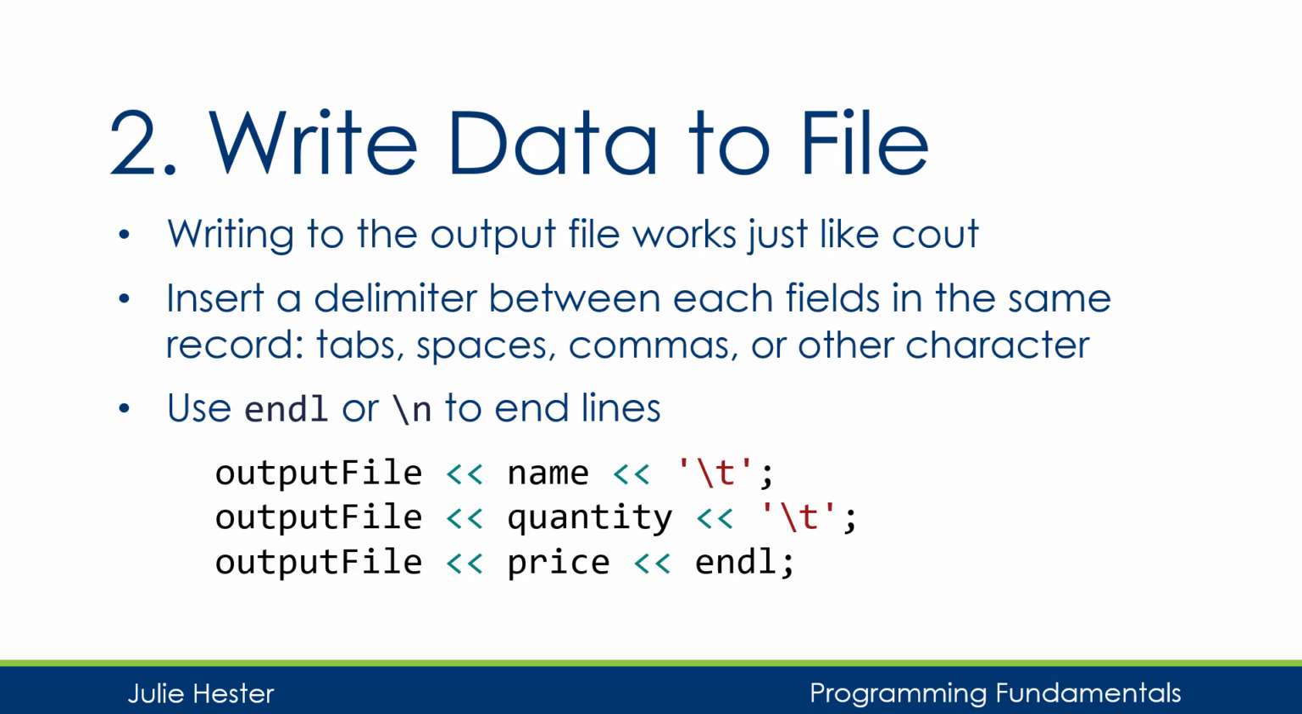So here I'm writing 3 fields in this record to outputFile. I put outputFile where I would put cout, followed by the insertion operator and the variable name. And for the first 2 variables, I followed them with a tab character. The third and final variable is followed with endl. That way, these 3 variables will be on a line by themselves in the file.